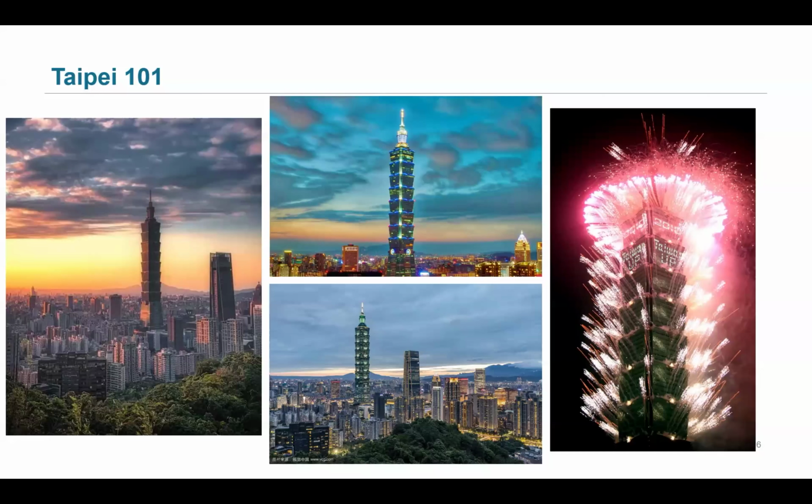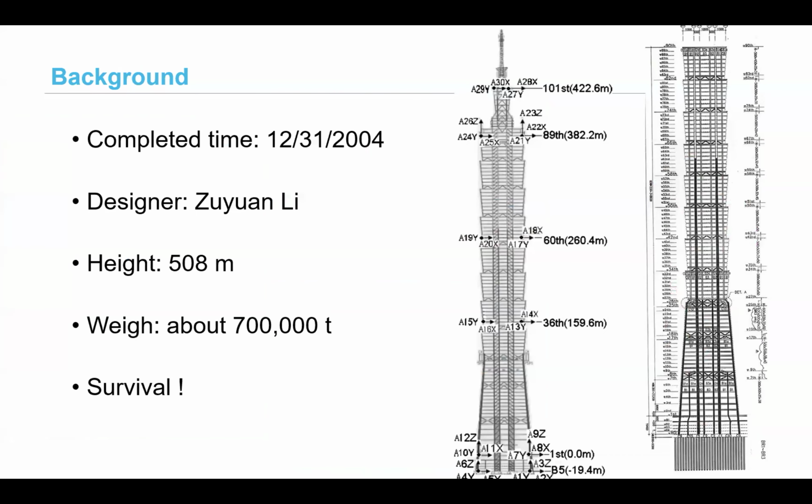Okay. Next, I will introduce the background information of Taipei 101. It began in January 1998 and was completed on December 31, 2004. The chief designer is Yuan. It was also displayed for the 2010 Shanghai World Expo. Like this picture, the whole building is about 500 meters high, with 101 floors.